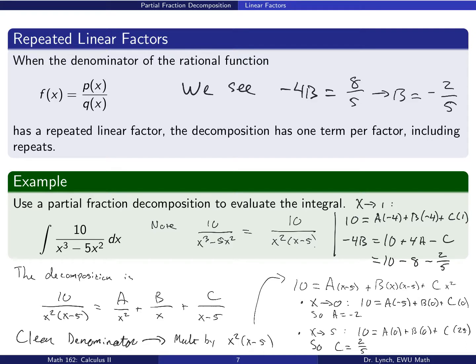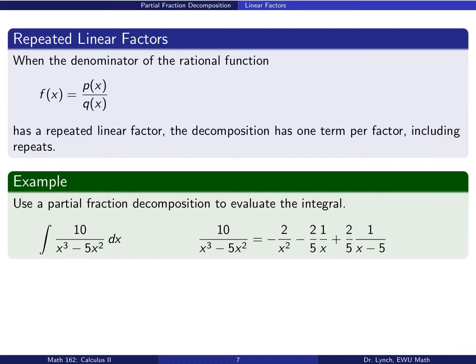Okay, I ran a little bit out of space here, so I computed 10 is a times minus 4 plus b times minus 4 plus c when x goes to 1. This gives us that minus 4b is equal to 8/5. And if minus 4b is 8/5, it turns out that b is negative 2/5. So here's the partial fraction decomposition in all of its glory. We see our factor of minus 2 for a, minus 2/5 for b, and positive 2/5 for c.